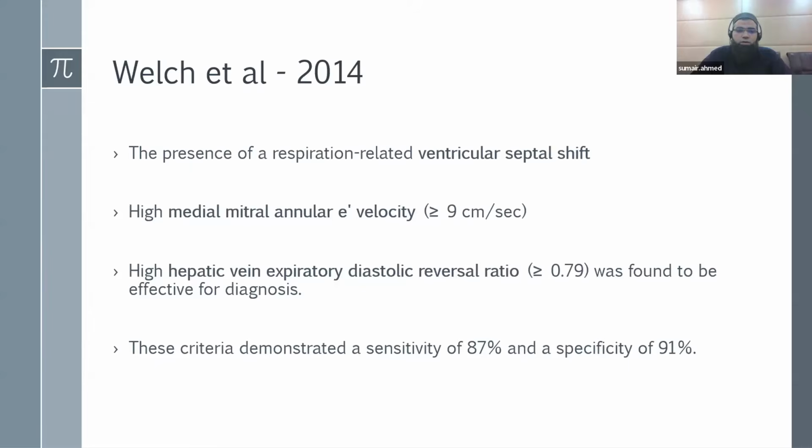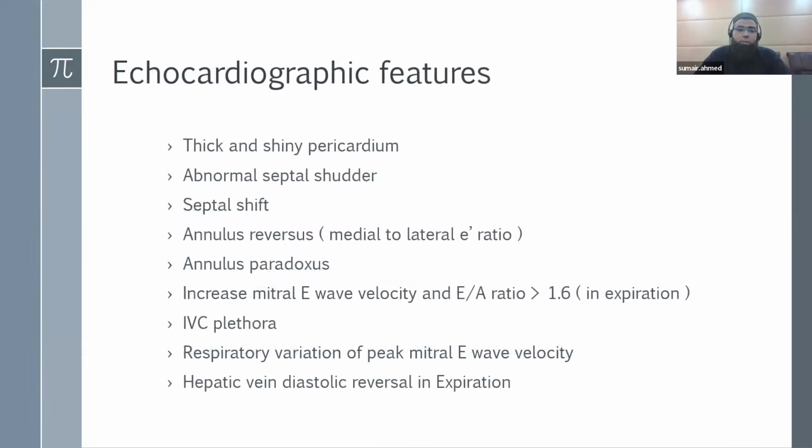We cannot diagnose with one single feature, because the features can be present in other diseases as well. So to increase the sensitivity and specificity, we have to combine all of the echocardiographic features. The more echocardiographic features present, the more the specificity and sensitivity increase. So we have to combine all of the features to diagnose constrictive pericarditis.